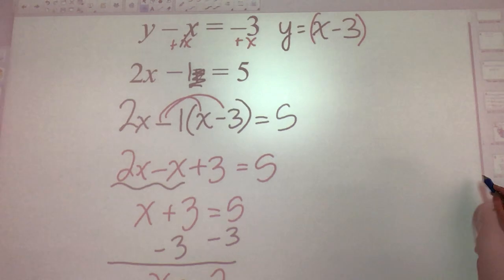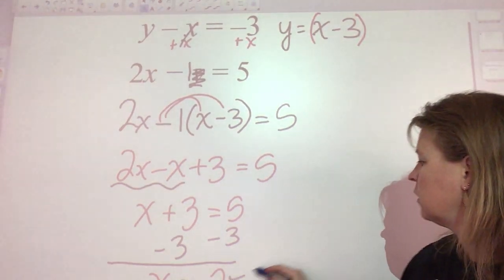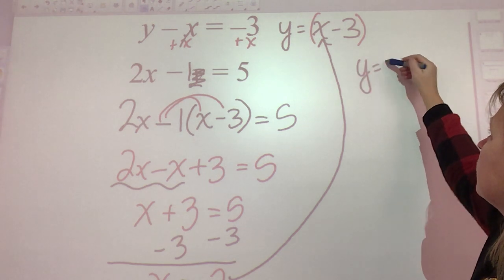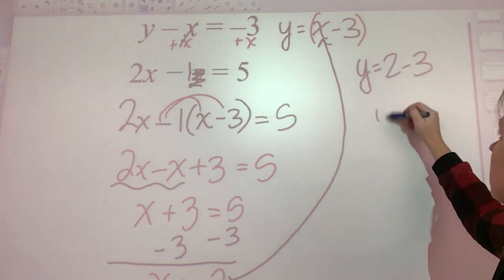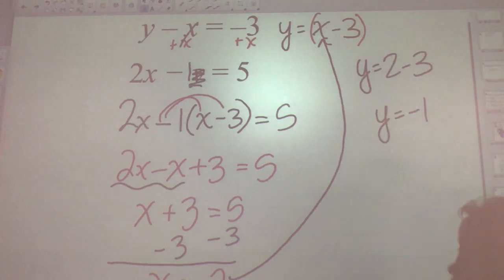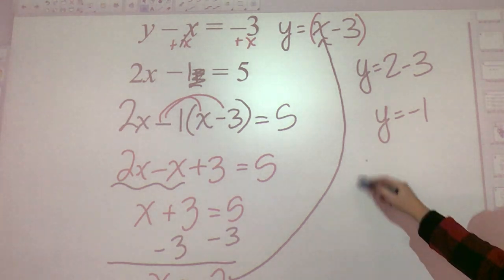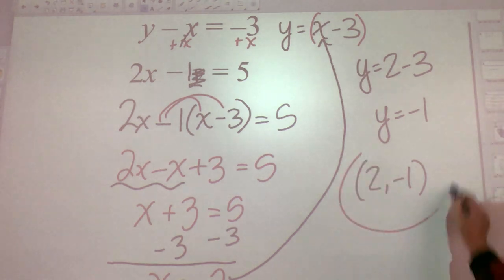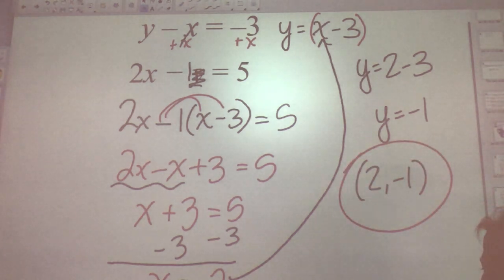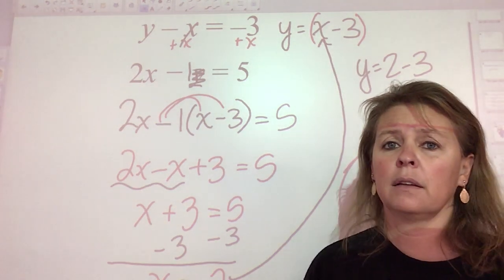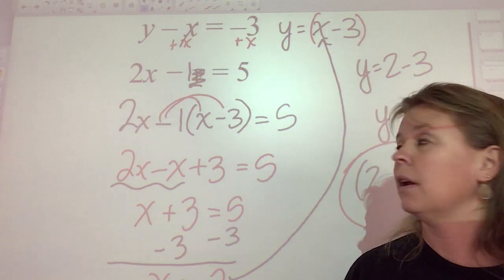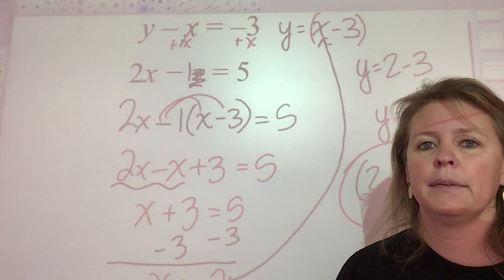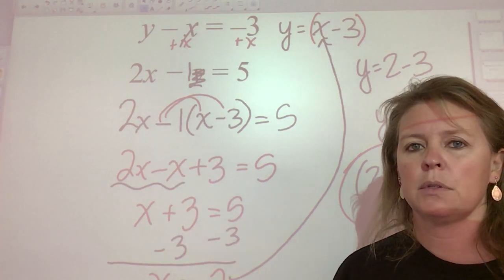Where are you going to put that 2? Go find the parentheses. 2 goes in there. Y equals 2 minus 3, which means y is -1. 2 comma -1 is your final answer. Does it take a little bit longer adding that extra step? Yeah. You have one more step, adding x to both sides like that. And then here comes all this substitution.